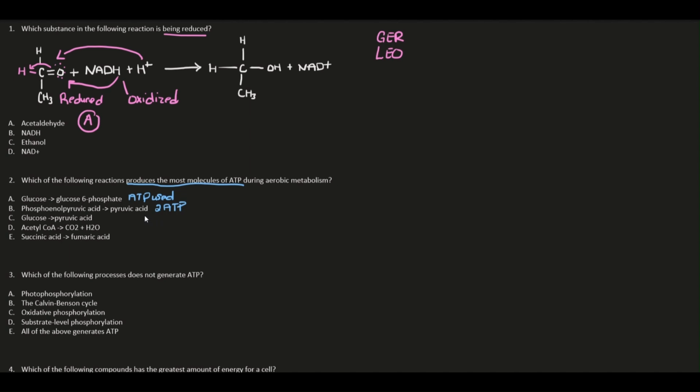C. Glucose to pyruvic acid. Now here, 2 ATPs are produced. And this is glycolysis. D. Acetyl-CoA to carbon dioxide and water. We're going to come back to that one. E. Succinic acid to fumaric acid. Now this reaction occurs in the Krebs cycle. And in this reaction, FAD is oxidized to give FADH2, and that one is reduced. So we do not see any ATP being produced. So 0 ATP.